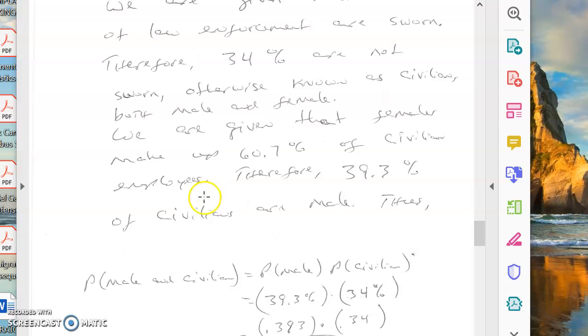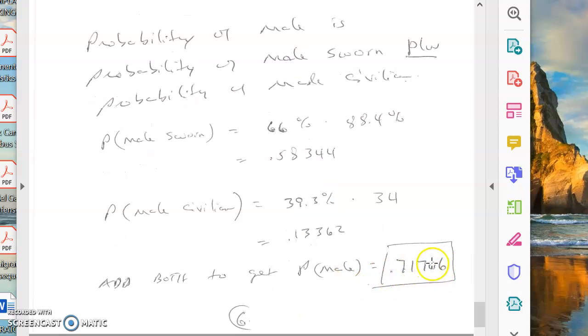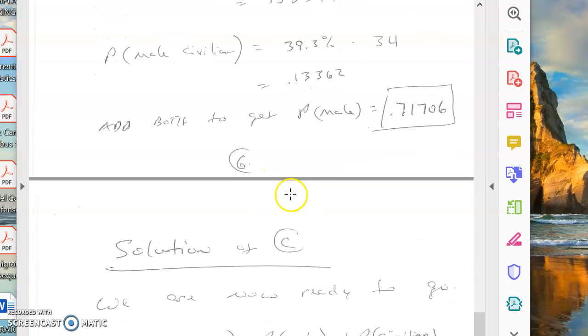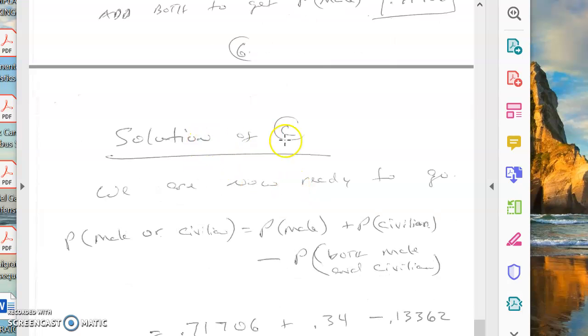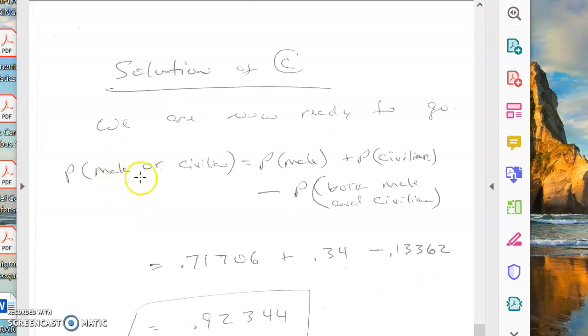All right, so that's where we came up with the probability of being a male sworn and the probability of being a male civilian. You get these two numbers here, you add them up, and boom, this is what you get, 0.71706. So that's the probability of being a male in general. So solution of C. Okay, we are now ready to go. The probability of being male or civilian is the probability of being male plus the probability of being a civilian, take away the probability that you are both, that you're a male and a civilian.